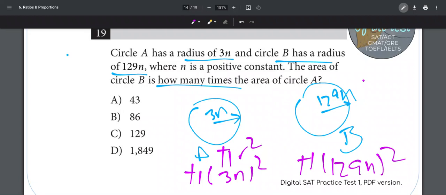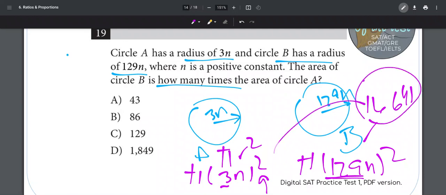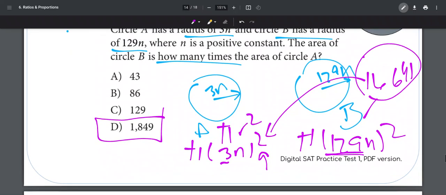Since we're just focusing on what changes, we don't really care that much about the n square or the pi. We're going to focus on the 129 and the 3. So 3 square is 9, and 129 square is 16,641. So basically what they're asking us is, what is the ratio between 16,641 and 9? So all I have to do is divide this number by 9, put this in my calculator, and that gives me letter D, 1849. Okay, we're going to go to the last question.